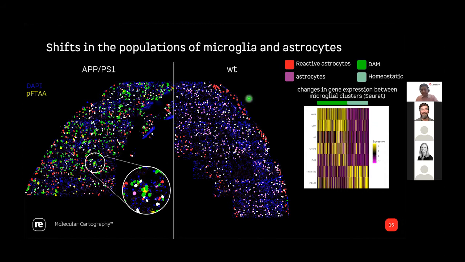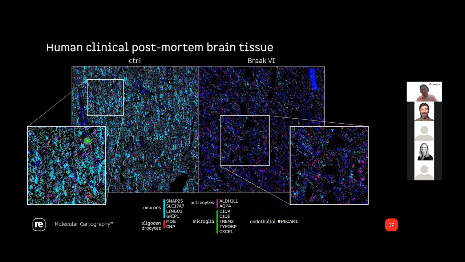The same is true for astrocytes. You don't have many reactive astrocytes in the wild type cortex, but you have reactive astrocytes dispersed throughout the tissue, which are labeled in dark red when it comes to APPPS1 cortex or APPPS1 tissue. So that was about, let's say, the mouse tissue.